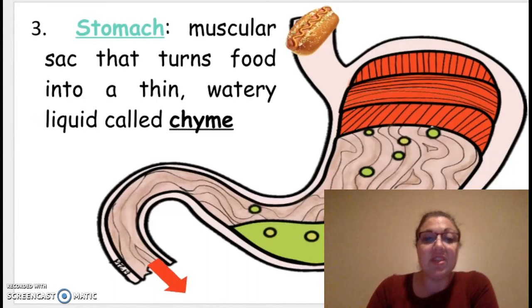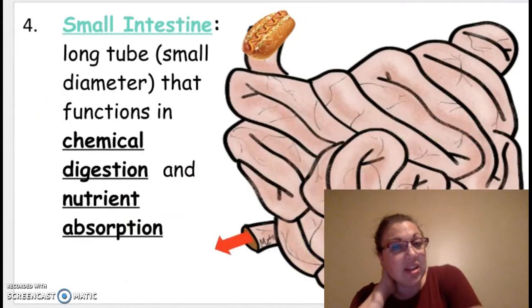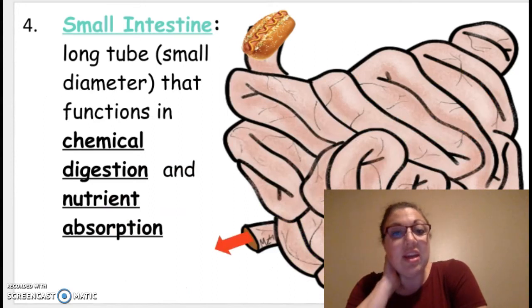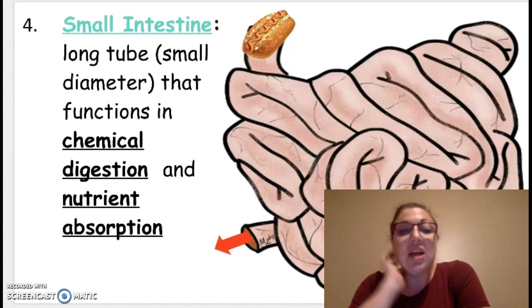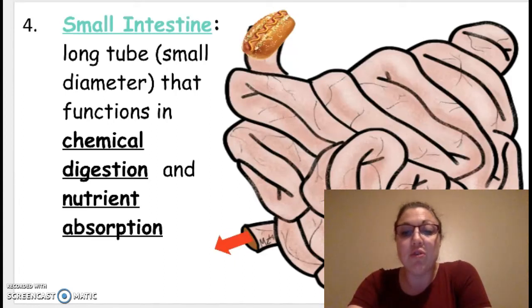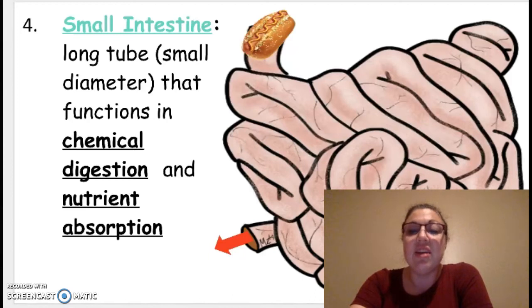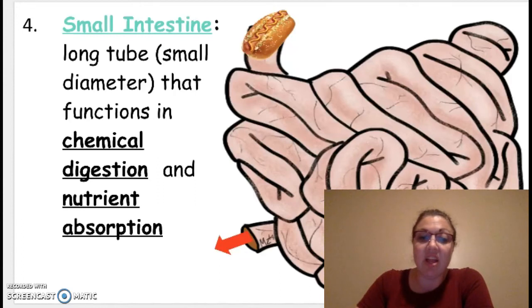After the stomach, it moves into the small intestine. The small intestine is a long tube that functions in chemical digestion and nutrient absorption. So the small intestine's main job is to get all the nutrients out of your food, all the important vitamins, all the energy, all the carbohydrates, the fats, the proteins, the things that your body can use out of the food are going to come out in the small intestine. They get soaked up through something called microvilli.